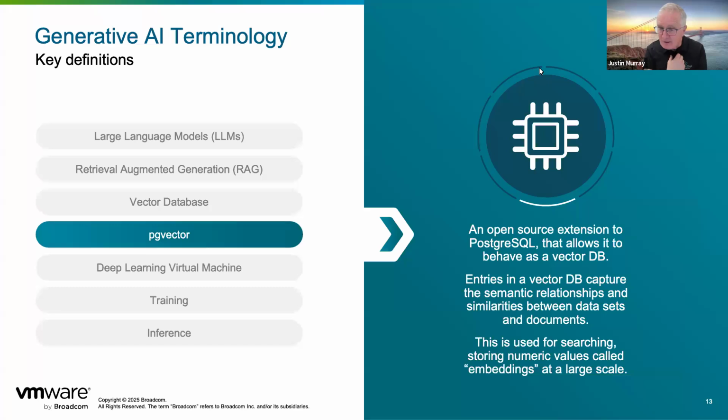And entries in this vector database capture the relationships and similarities between the data that it knows about and the question being asked by the user in the front end. So this is used for storing data in a form that we call embeddings or vectors.